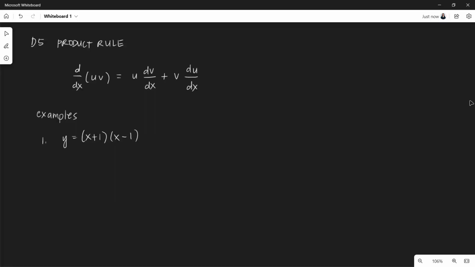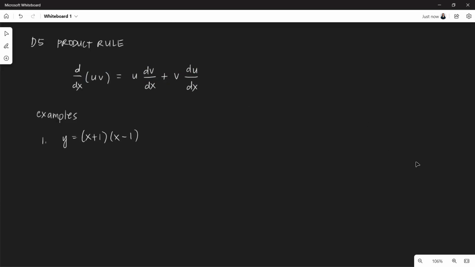So we have the fifth differentiation rule, the product rule. If we have two functions of x that are being multiplied, you copy the first function and multiply it with the derivative of the second, plus copy the second and multiply it with the derivative of the first. So to not just memorize it as u and v, make sure to really understand the rule or the formula.